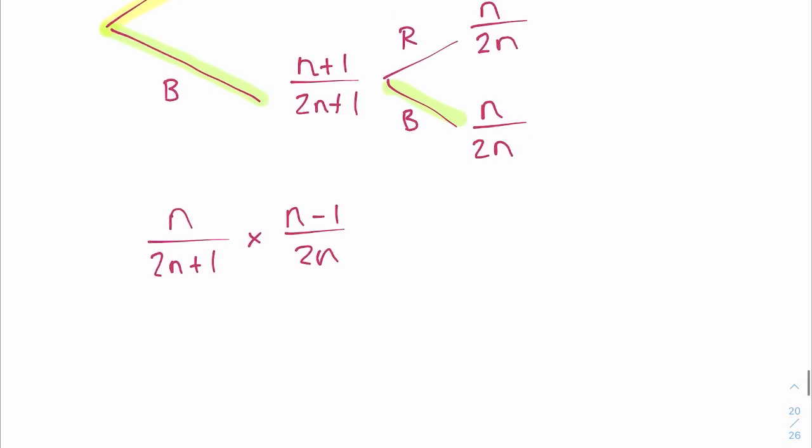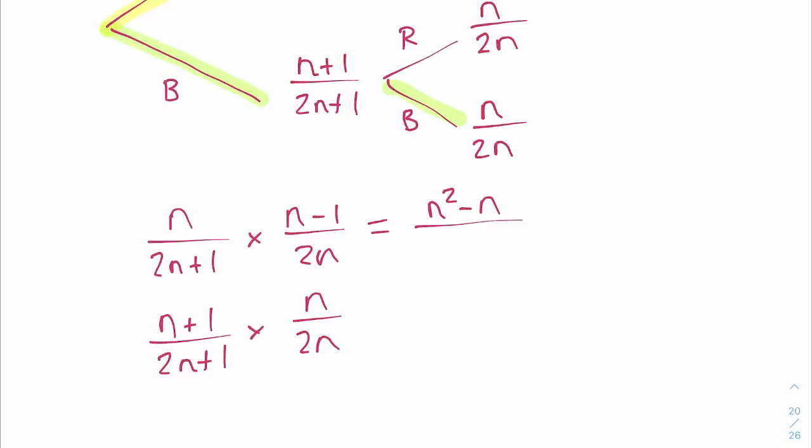For the green route there that I've drawn for the two blues, that would be n plus 1 over 2n plus 1 multiplied by n over 2n. So if we multiply those numerators and denominators, on the numerator there it'd be n squared minus n, timesing both of them by n, and the denominator, timesing both of the 2n and the 1 by 2n, would give you 4n squared plus 2n. For the second route, we've still got n squared, but it's going to be plus n on the numerator, and the denominator is going to be the same, so 4n squared plus 2n.